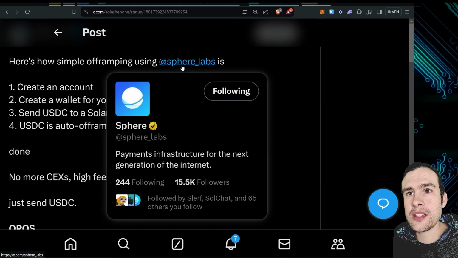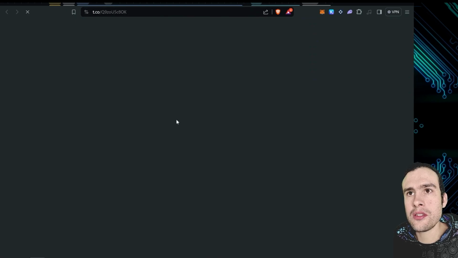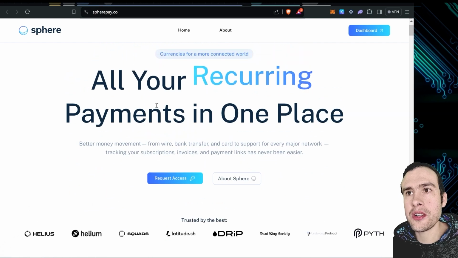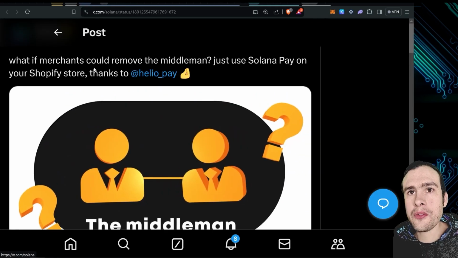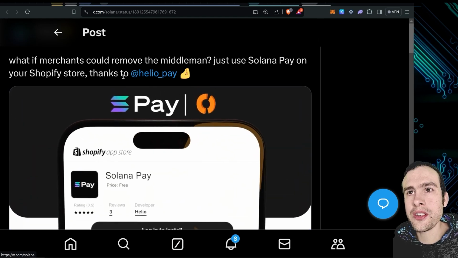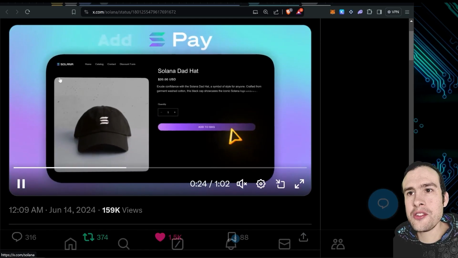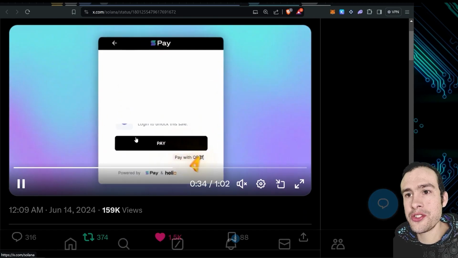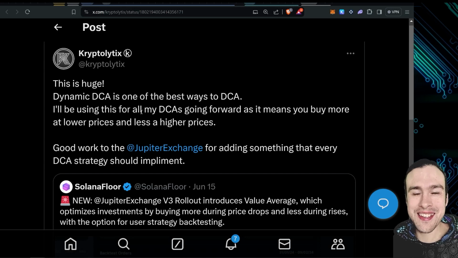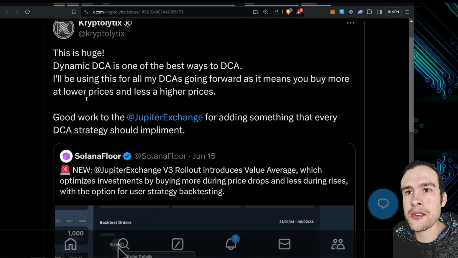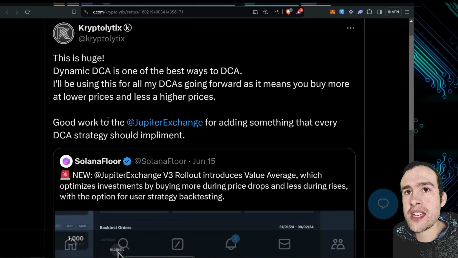Now, at the moment, I think you can't actually use Sphere. You can sign up for early access and request access, but that's pretty much where it is at the moment. But it's coming, right? It's coming. The other thing we've got is, what if merchants could remove the middleman? Just use Solana Pay on your Shopify store thanks to Helio Pay. So here you go. Another use case for Solana as a payments rail using Shopify, which is used a lot. It's a lot of super bullish payments rail news for Solana. So let's get into some more of the actual ecosystem dApps and some of the developments there, because there's plenty more to get into in this video.